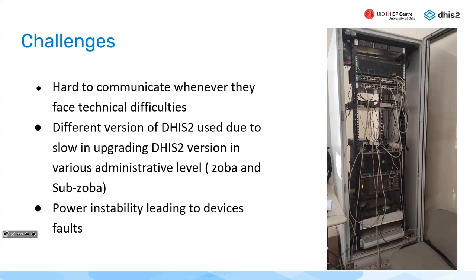But also upgrading. Some of them, when you train them how to upgrade, they go and try it. Whenever it fails, they keep using the old version. And when you go, they ask why have you not upgraded? They say, okay, I tried and it failed and it was hard to communicate back to you. Another problem that they have is power instability. For example, the previous server had faults due to the power instability, and this was the new server that was donated by Global Fund.